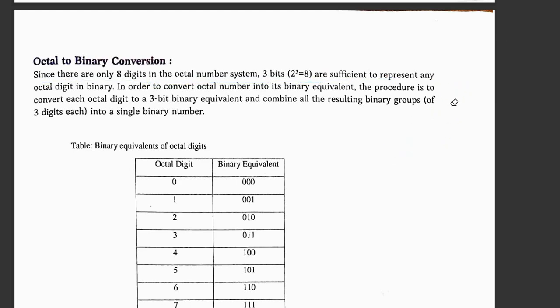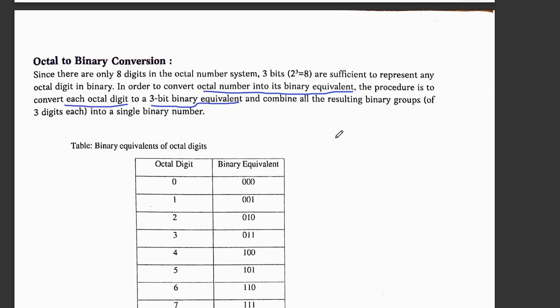We will come to know when we do the conversion first. Okay? So, in order to convert the octal number into binary equivalent, the procedure is to convert each octal digit to a 3-bit binary equivalent. So, how is the procedure to convert an octal number to a binary number? The procedure is to convert each octal digit to a 3-bit binary equivalent.